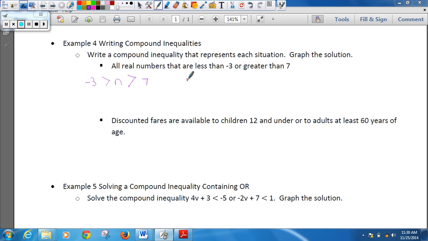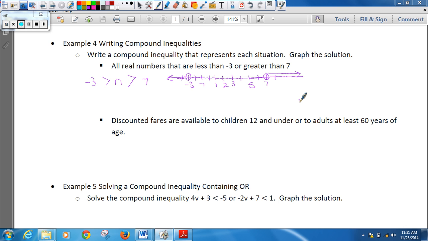When I go over here and I go to graph it, I have to have -4, -3, -2, -1, 0, 1, 2, 3, 4, 5, 6, 7, 8. N is less than -3. So open to the left, and n is greater than 7. So if you notice, this is different than yesterday's because they don't overlap.